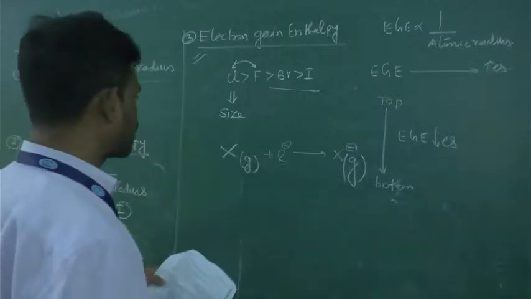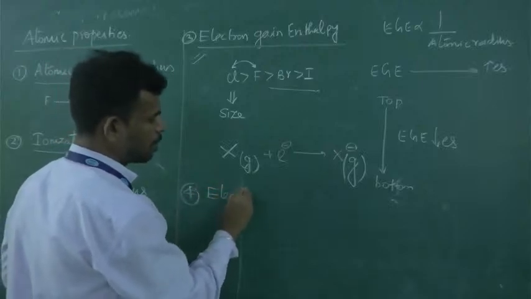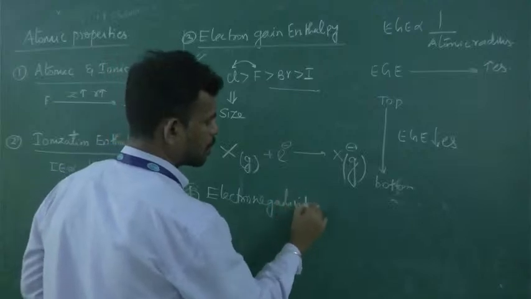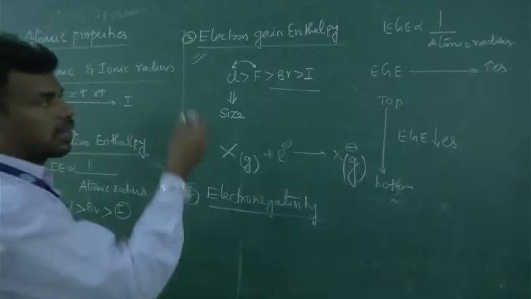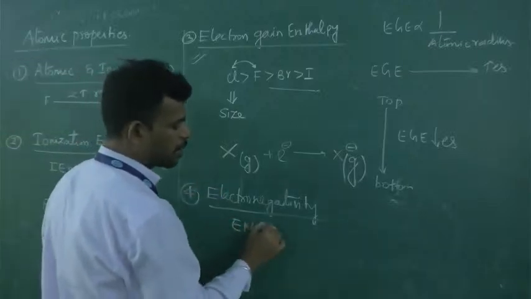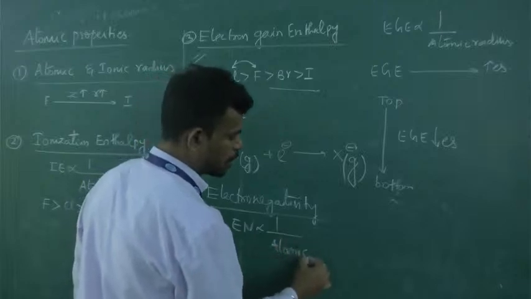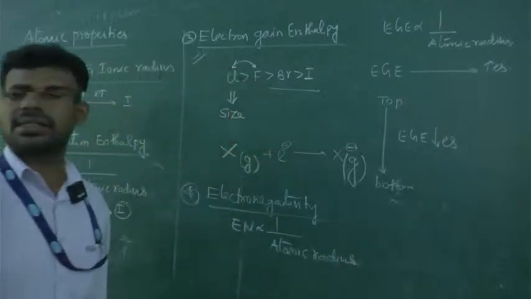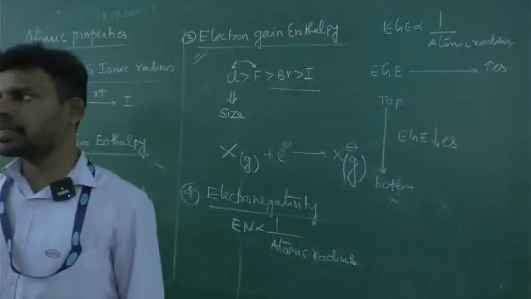Next important point, the fourth property is going to be electronegativity. Electronegativity is inversely proportional to atomic size or atomic radius. Left to right it increases, and down the group it decreases. If you move from left to right, electronegativity values are increasing.